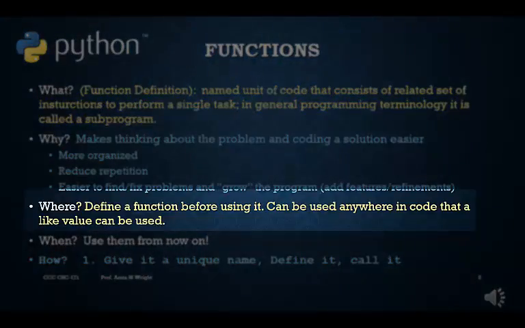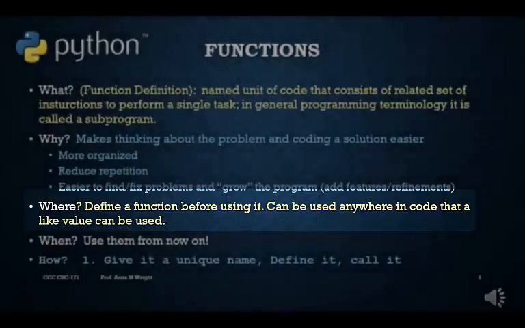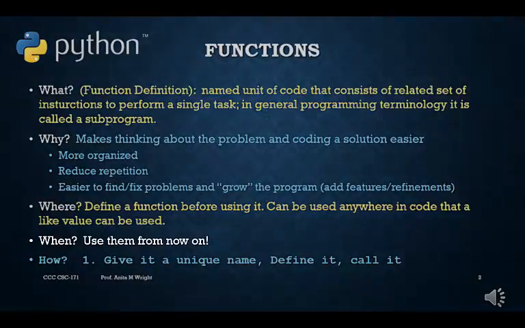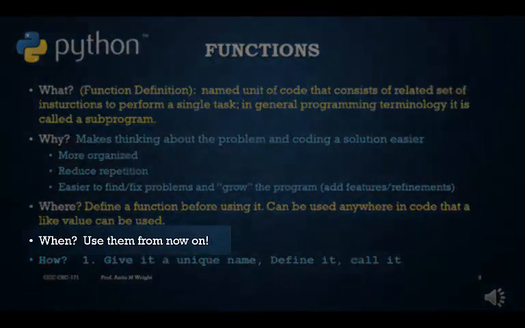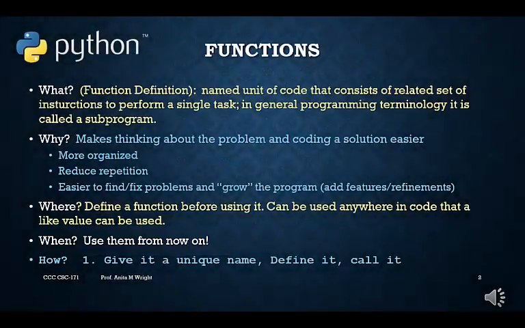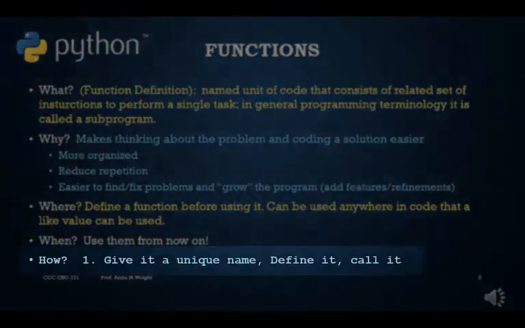Where do we put them? Well, we need to define a function before we call it. It can be used anywhere in code that a like value can be used. If the function doesn't return a value, then it can be used on a line by itself. When should we use them? Well, we should use them from now on. And how do we use them? Well, we need to give it a unique name, define it, and then call it.